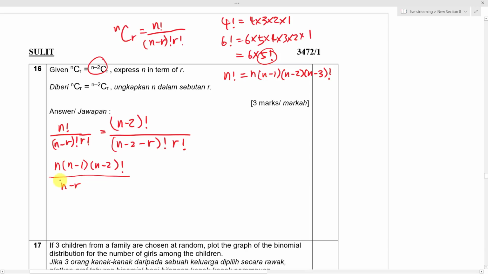Alright, here there's nothing I want to simplify. I will just leave it like this. Alright, here I have n minus 2 factorial. Okay, I want to solve this headache thing. This is what n minus 2 minus r factorial.